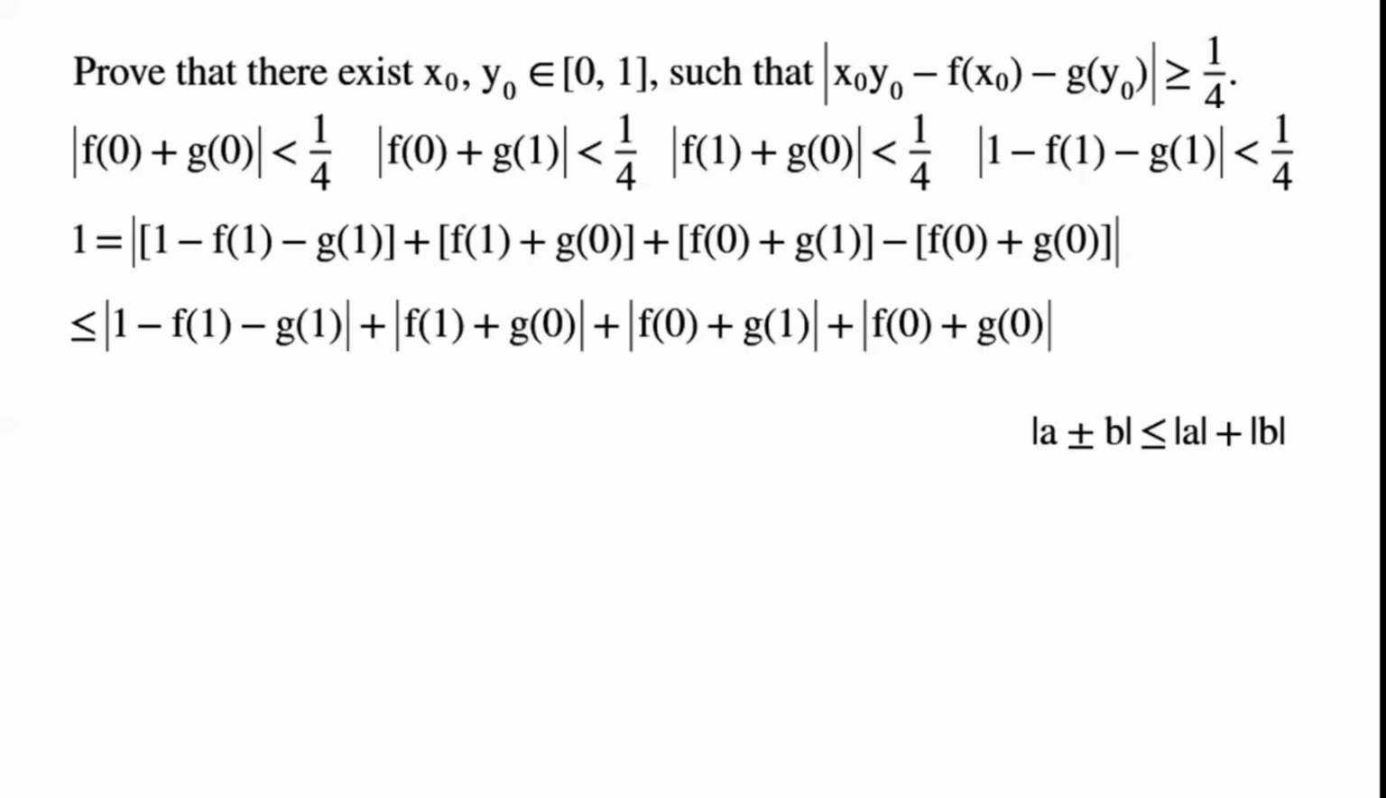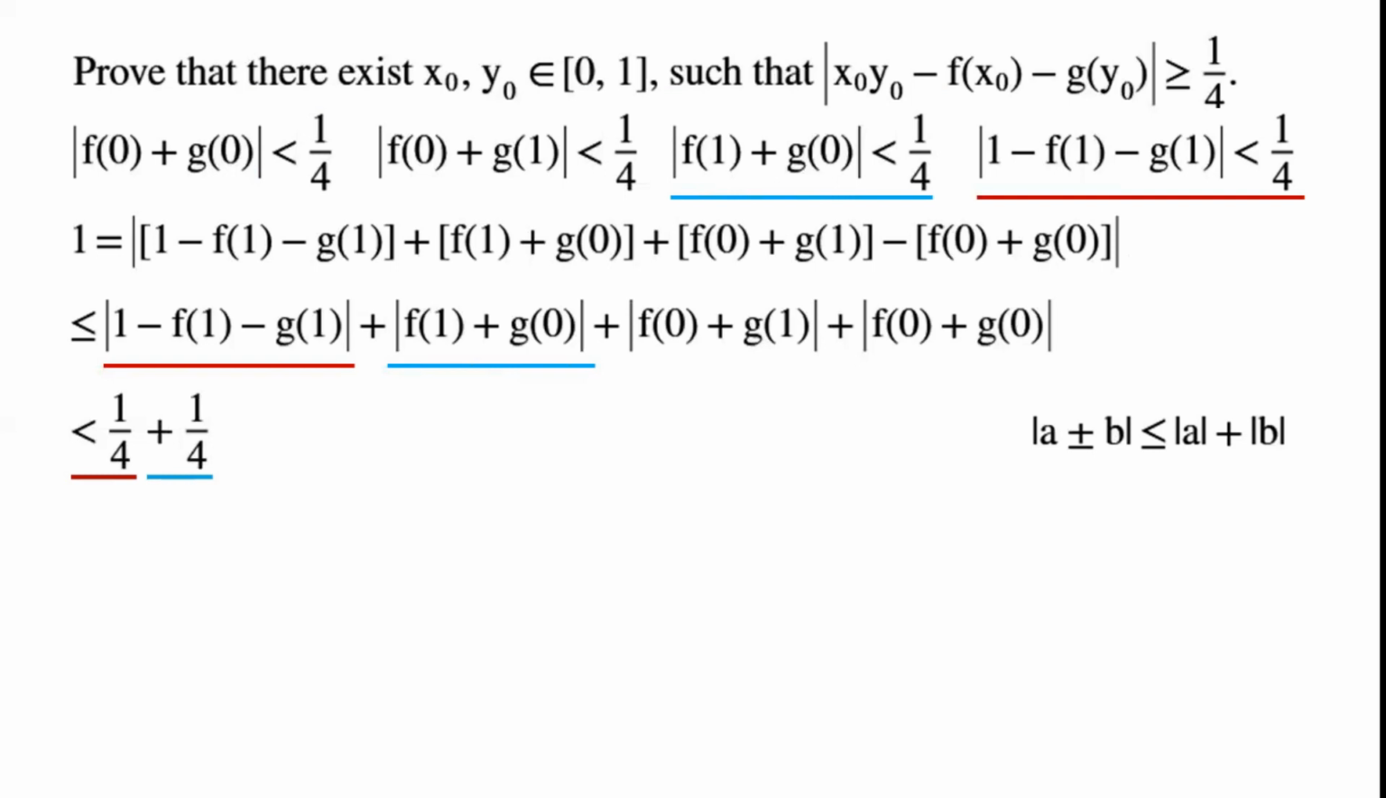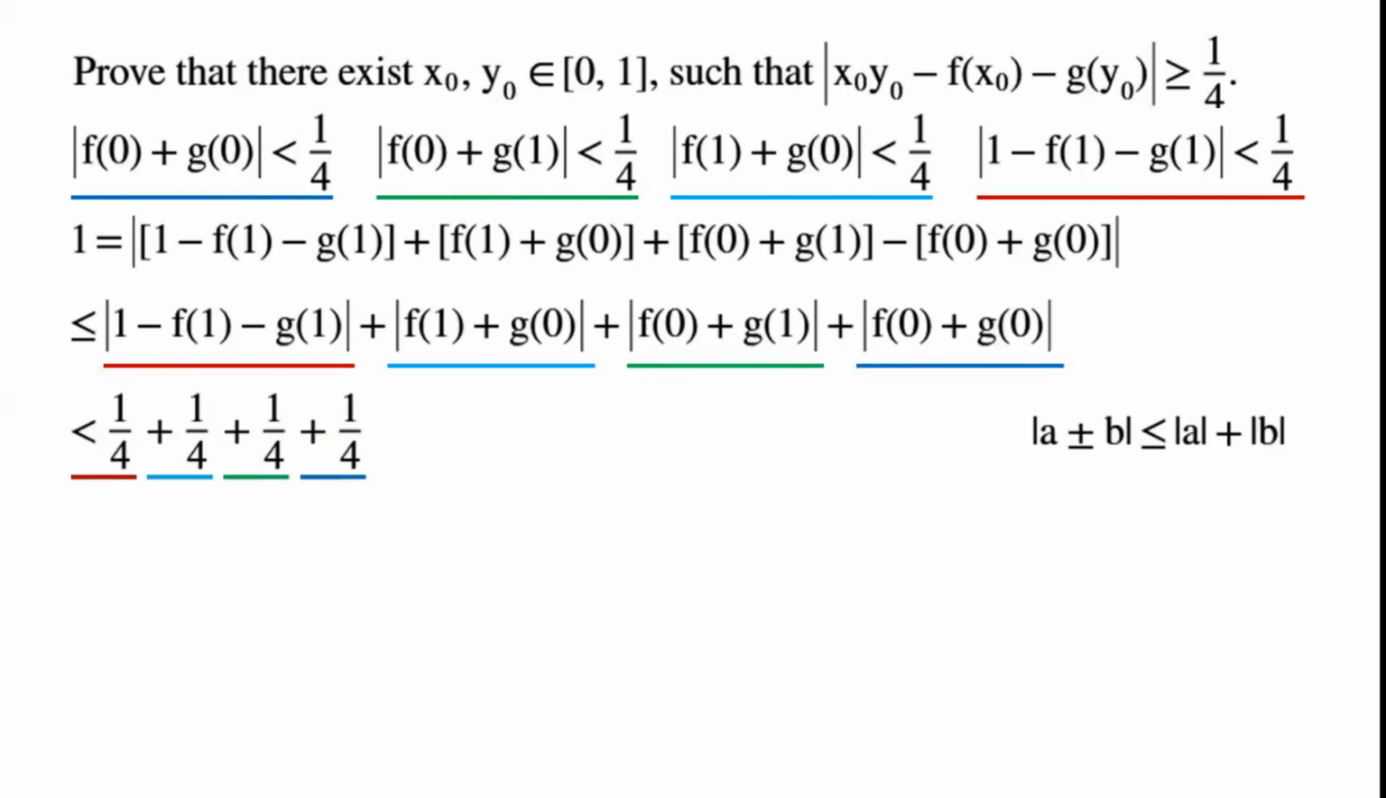So we can now write that this is less than or equal to the modulus of 1 minus f of 1 minus g of 1 plus the modulus of f of 1 plus g of 0 plus the modulus of f of 0 plus g of 1 plus the modulus of f of 0 plus g of 0, which is less than a quarter plus a quarter plus a quarter plus a quarter, which is equal to 1.